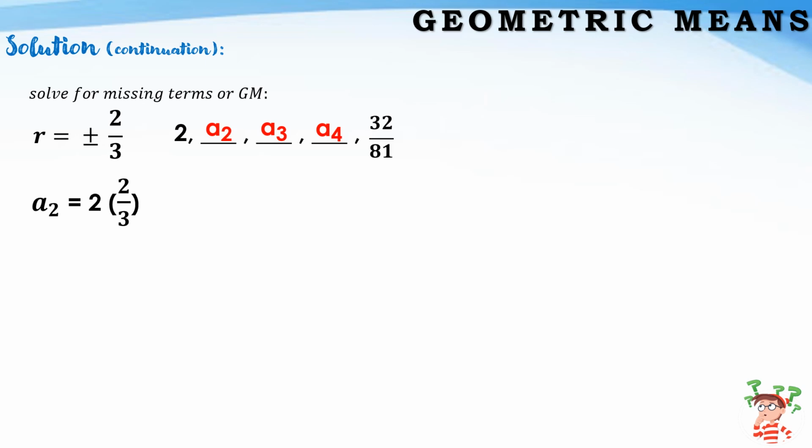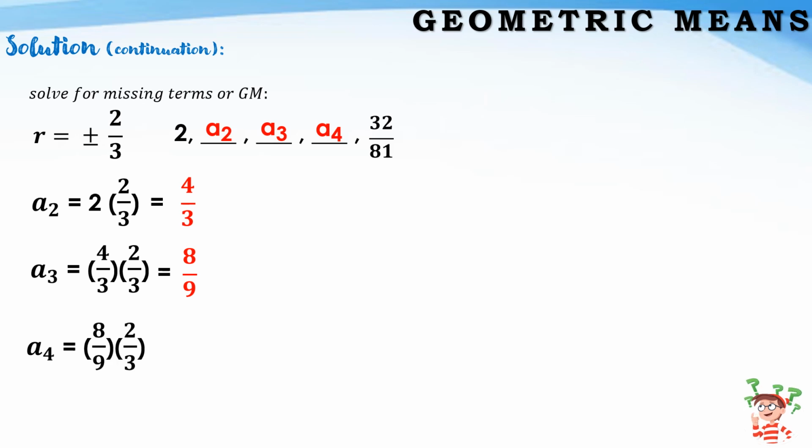So, unahin natin yung ating a sub 2. So, a sub 2 is equal to a sub 1 times the ratio. So, positive lang muna ang gamitin natin. Mamaya na tayo punta doon sa negative. So, we have positive 2/3 times 2, and that will give us 4/3. And then, ang ating a sub 3 ay a sub 2 times r. So, ang ating a sub 2 ay 4/3, 4/3 times 2/3. So, that will give us 8/9. So, ang ating a sub 3 ay 8/9.